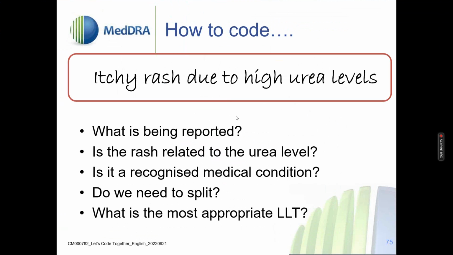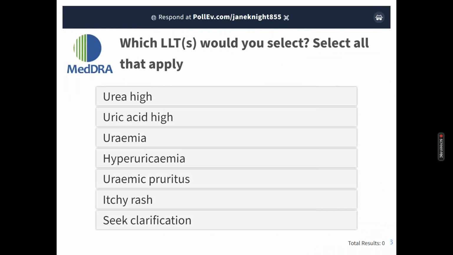Itchy rash due to high urea levels. What's being reported here? We've got two things: a rash and a high urea level. Is there a relationship between them? Is this a recognized medical condition or a classic symptom of a high urea level? Do we need to do some referencing there? Should we split it, or is there an appropriate LLT? Those are the questions that we would be asking.